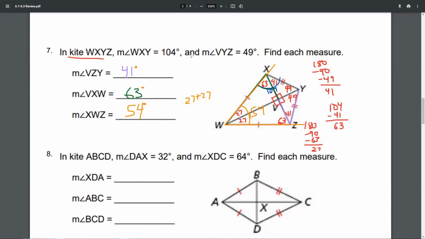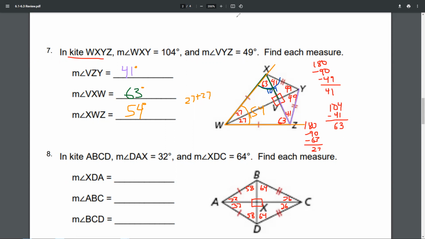All right, the one below it, same thing. I'm going to start with my right angles, right? So I'm going to put 4 right angles in the middle. Okay, we know DAX is 32. And we know XDC is 64. All right, so I'm going to fill in my triangles. 180 minus 90 minus 32 gives me 58. 180 minus 90 minus 64 gives me 26. And then the bottom half here is going to match the top. So this is going to be 32. This is going to be 58, 64, and then 26.